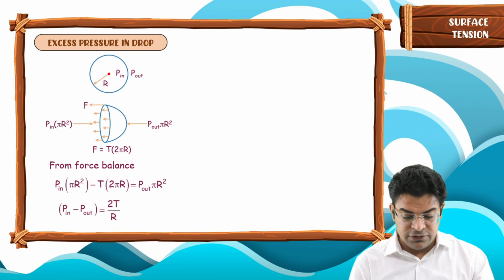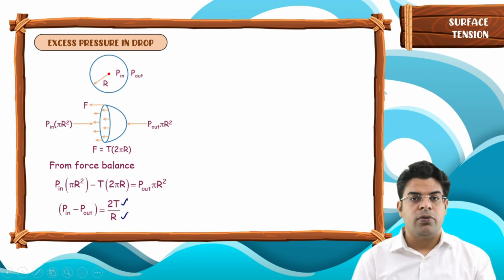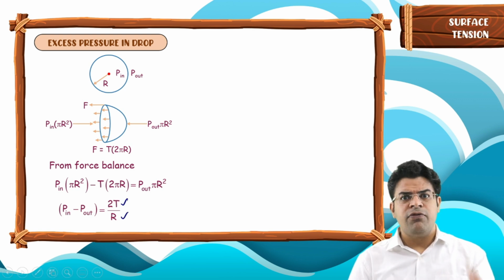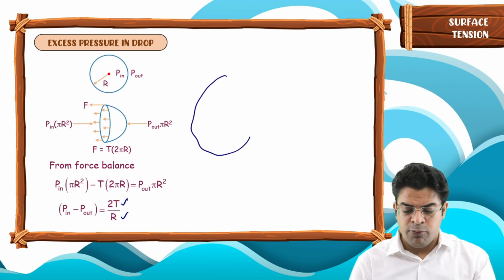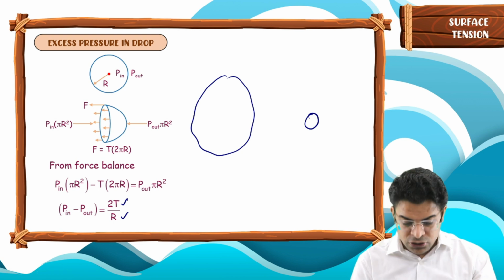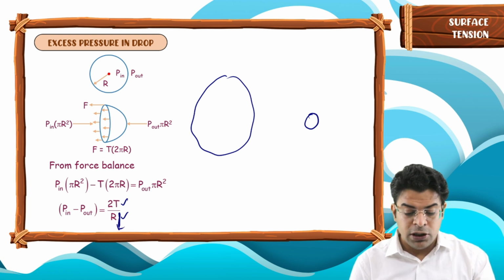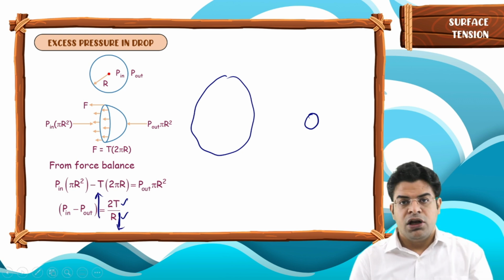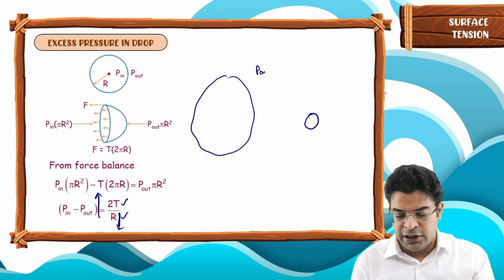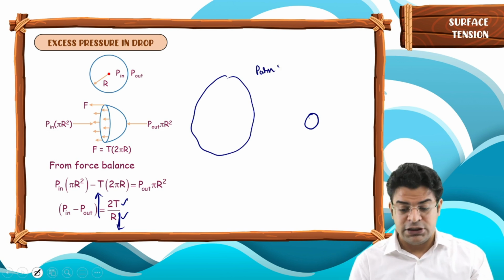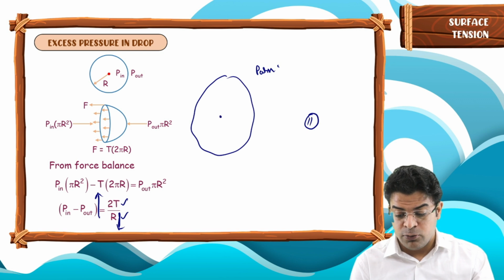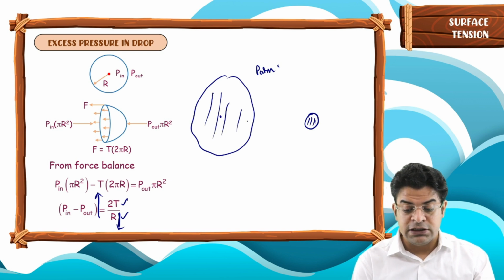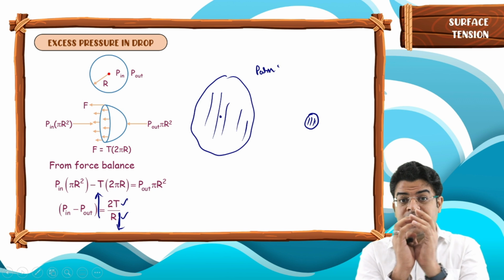So delta P, P in minus P out, equals 2T by r, which is 2 times the surface tension upon the radius of the drop. This is asked: inside which drop will you have more pressure? You have one big drop of water, one small drop of water. The smaller the radius, the more is the pressure difference. Now outside pressure is the same, P atm. So inside pressure will be higher in case of a small drop compared to a big drop.